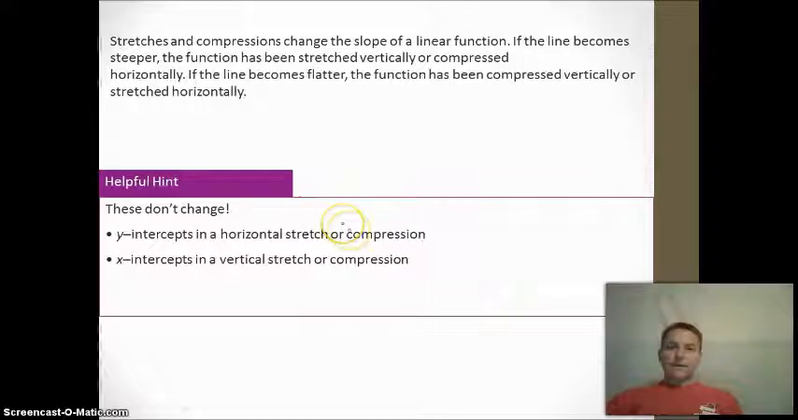Okay, now stretches and compressions change the slope of a linear function. If the line becomes steeper, then the function has been stretched vertically or compressed horizontally. If the line becomes flatter, then the function has become compressed vertically or stretched horizontally. Now here's a helpful hint. Y-intercepts don't change in a horizontal stretch or compression, and x-intercepts don't change in a vertical stretch or compression.